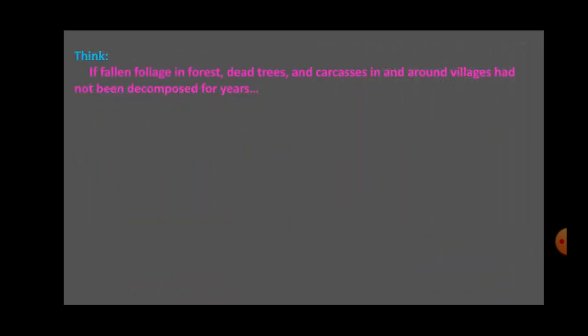Now we need to think upon what? If fallen foliage and forest and dead trees and carcasses in and around villages had not been decomposed for years. Now fallen foliage means the fallen leaves and branches of the plants and the trees in the forest, the dead trees, the trees that might have been uprooted or cut down due to some reasons, and the carcasses means the dead body of an animal, okay, or the leftover after the organs have been removed.